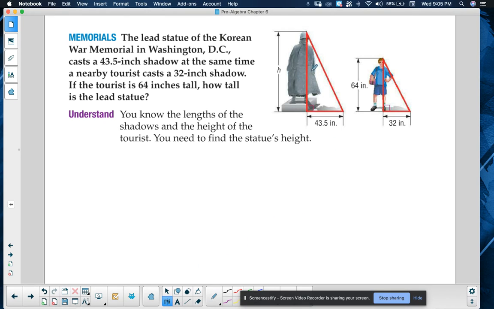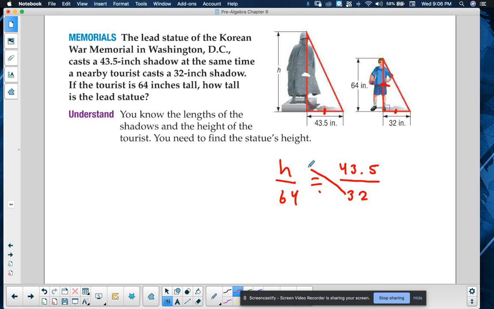We know that we have H, and H is congruent to this side, so 64 inches, and that is the same proportion as this side of 43.5 inches and 32 inches. Okay. Now in this case, I'm just going to cross multiply and then simplify.